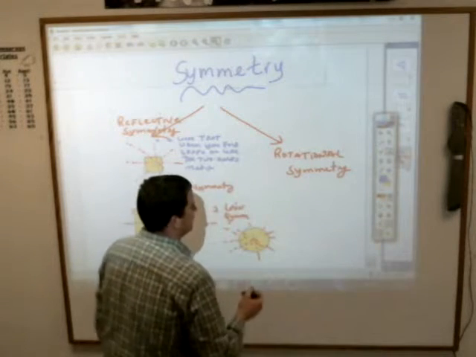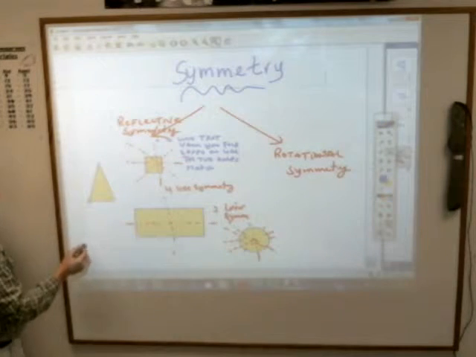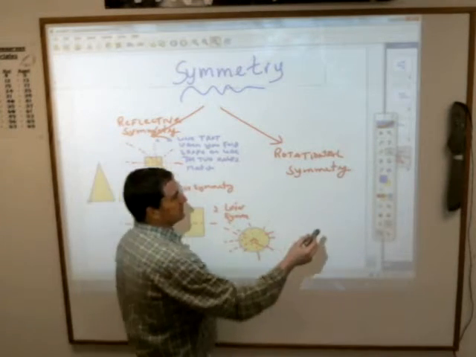Let's look at one more here. How about this triangle? How many lines of symmetry would that triangle have?